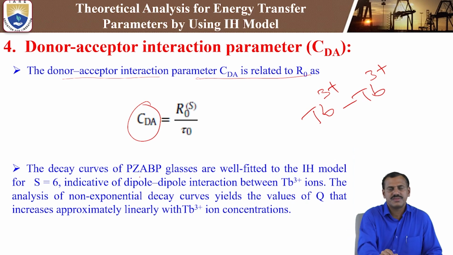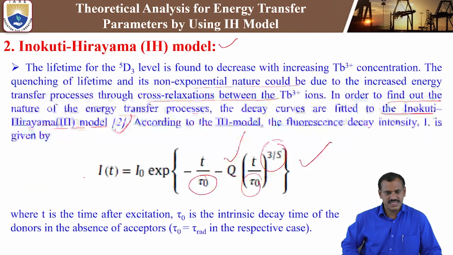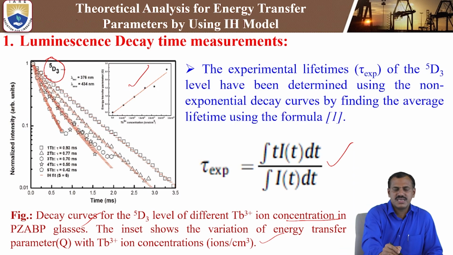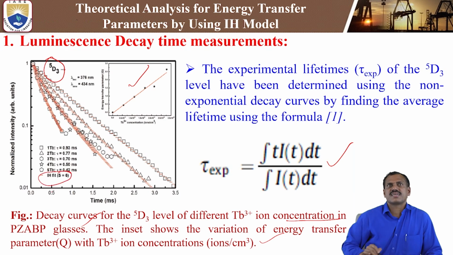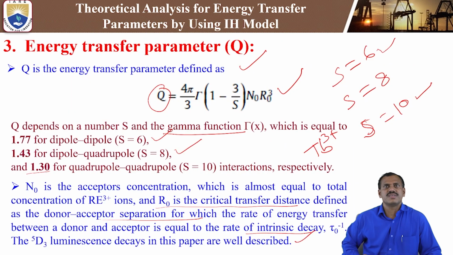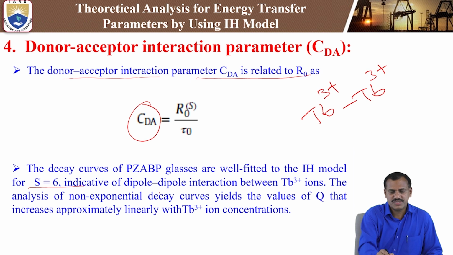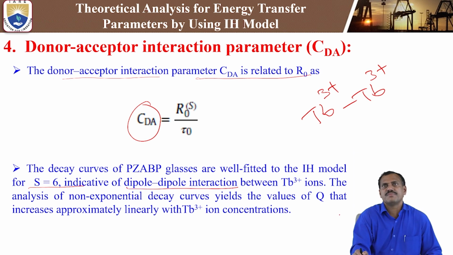See, the decay curves of the phosphate glasses are well fitted to the IH model. S equals 6 in the present case. That means in this lifetime, each and every non-exponential decay is well fitted to S equals 6. This red line shows it is completely well fitted to the IH model with S equals 6. That is why it shows the dipole nature. So this non-exponential decay, with S equals 6, indicates the dipole interaction between the terbium 3 plus ions.